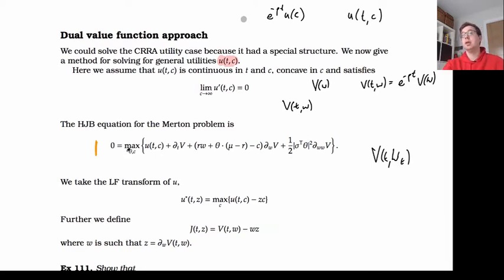The idea of applying transforms to partial differential equations isn't a new idea, so you get used to Laplace transforms, Fourier transforms. And this one we're going to apply something called the Legendre-Fenchel transform.